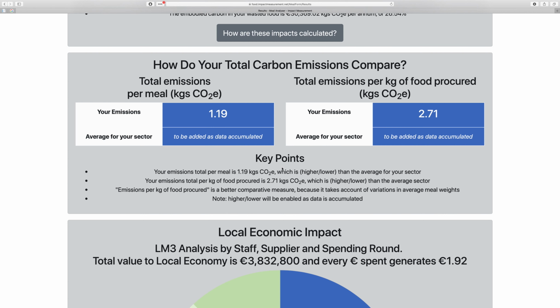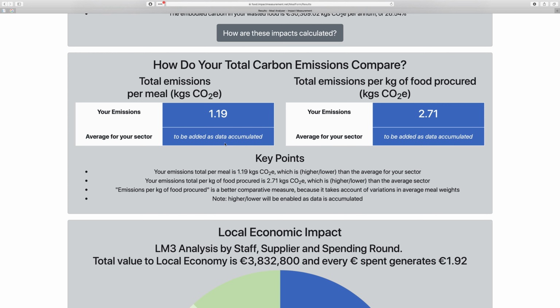Now, at the moment, this is not working fully, and I'll explain why in a minute. However, what we're showing as good base benchmark comparators is what the total emissions in carbon per meal are for each meal, and what the total emissions per kilogram of food procured is over the whole of the procurement programme. And you can see that these two values are displayed here.